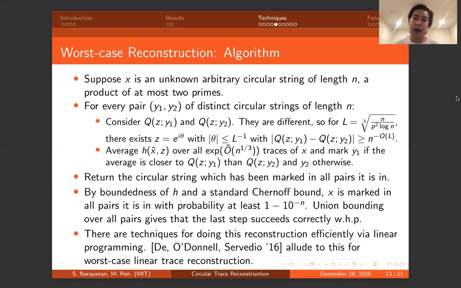And we were only concerned here with the sample complexity. So this algorithm here is horribly inefficient. There are techniques for doing this reconstruction more efficiently using some linear programming. And this has been done already for linear trace reconstruction.